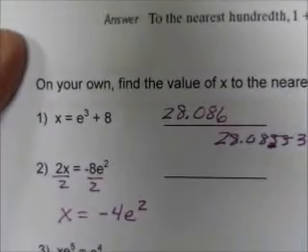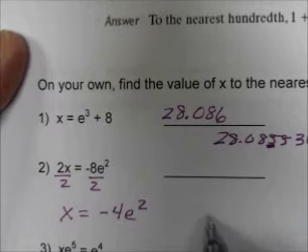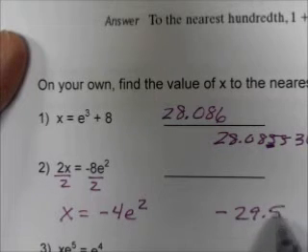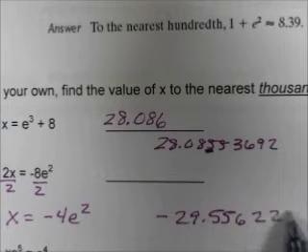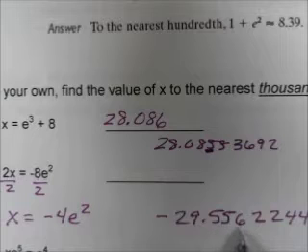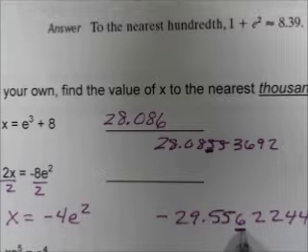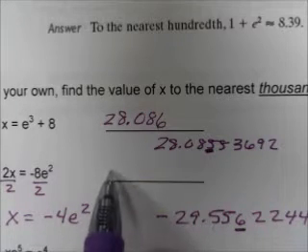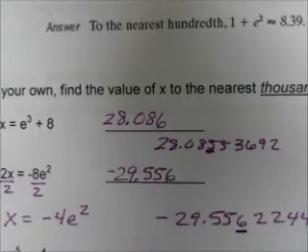And that's negative 29.5562244. So this result is negative 29.5562244. Again, tenths, hundredths, thousandths. The 6 is in the thousandths place. You look to the right. If it's 5 or greater, you round up. This is not. 2 is not 5 or greater, so that stays a 6. So our answer here is negative 29.556.